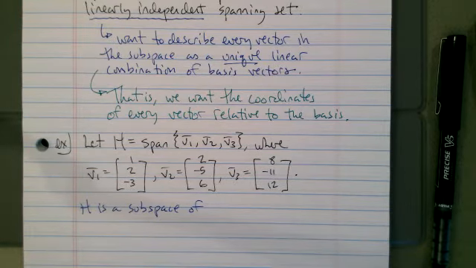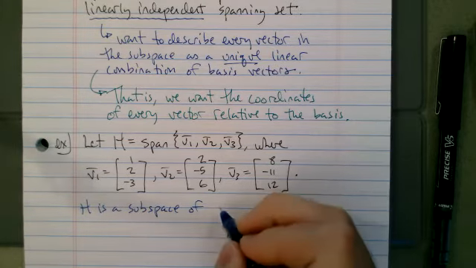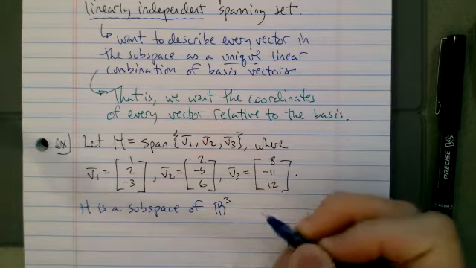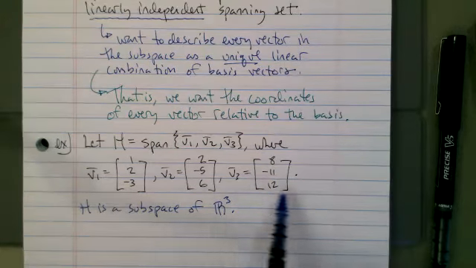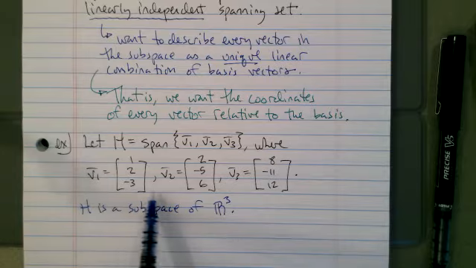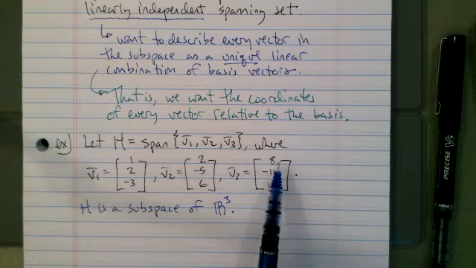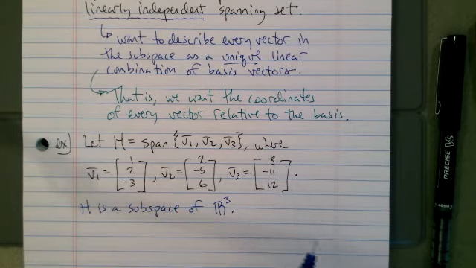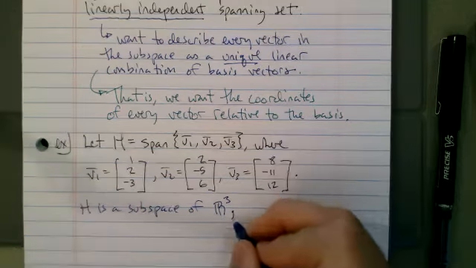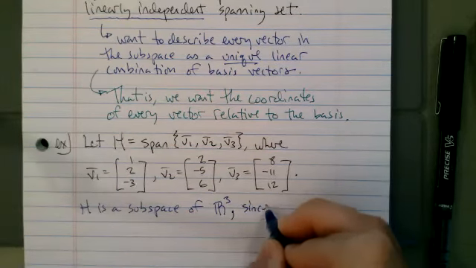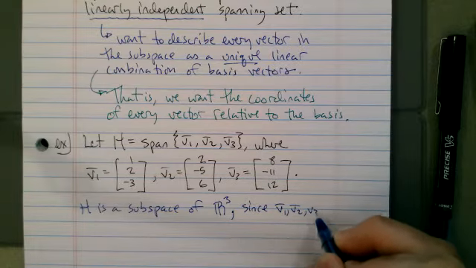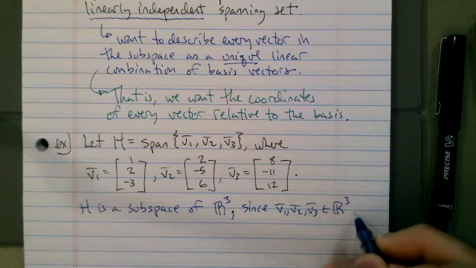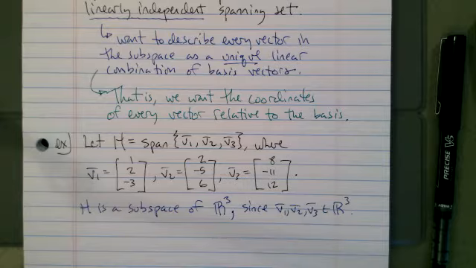R3. These vectors are all in R3, so we would say H is a subspace of R3. Since H is linear combinations of vectors in R3, everything in H will just be a combination of these vectors in R3. So H is a subspace of R3 since the vectors in the spanning set V1, V2, and V3 are in R3. I don't want you to think it's because there are 3 of them.